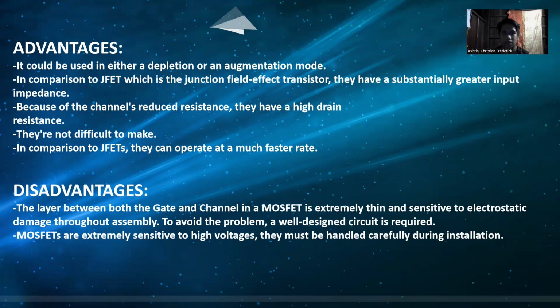So, after the advantages, let's talk about the disadvantages of MOSFET. The layer between both the gate and the channel in a MOSFET is extremely thin and sensitive to electrostatic damage throughout assembly. So to avoid the problem, a well-designed circuit is required. The second disadvantage, and the last, is that MOSFETs are extremely sensitive to high voltages. They must be handled carefully during installation.